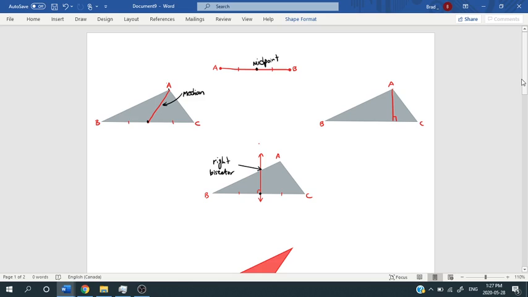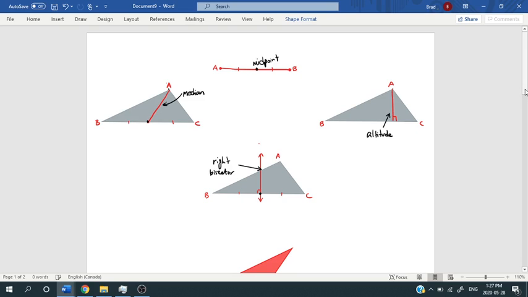And then finally, most recently, you would have learned about altitudes. An altitude also hits a line at a 90-degree angle, but it's not going through a midpoint. It's extending through a vertex. So from a vertex through the side that is opposite it at a 90-degree angle. So this is an altitude.